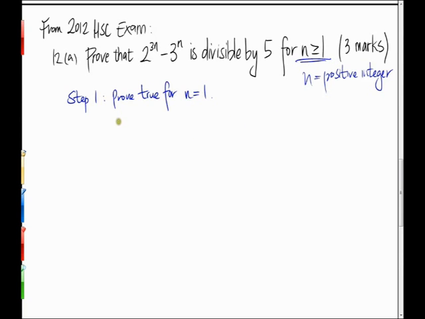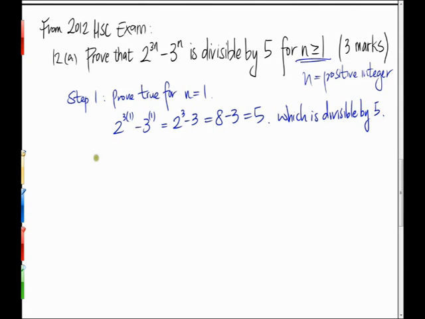So let's do it. 2 to the power of 3 to the 1 minus 3 to the power of 1 equals, well, what's that? 2 to the power of 3 minus 3, which equals 8 minus 3 equals 5, which is divisible by 5. Therefore, true for n equals 1. Alright, so we've got that out of the way.